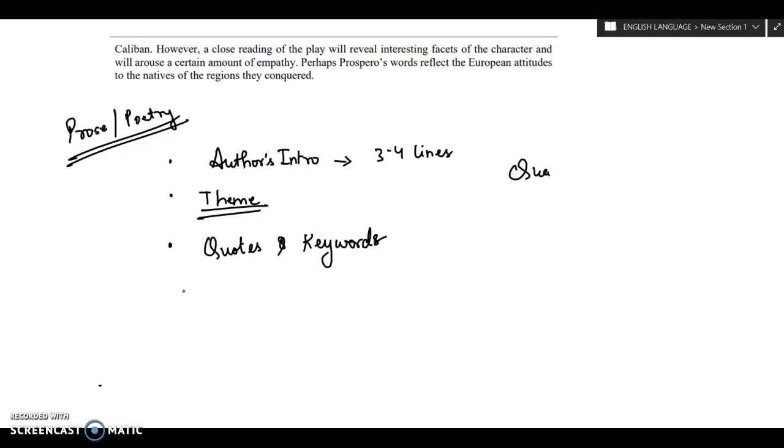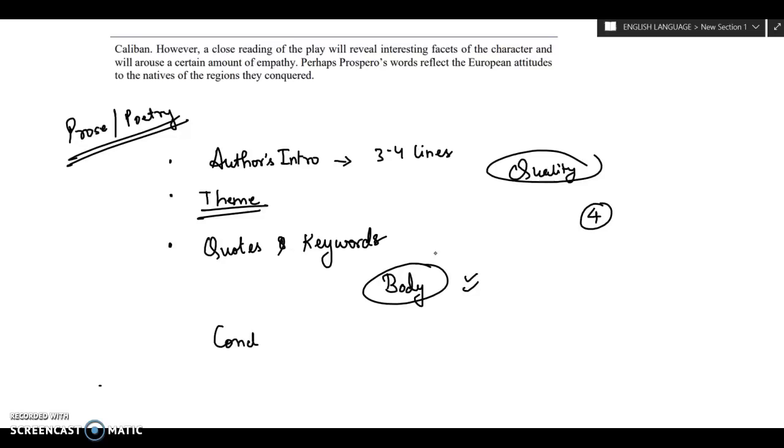A very, very important thing. And quality of the answer matters, not the quantity. Do not keep on writing pages. 4 pages are enough. If you expand it unnecessarily, then it even makes a negative impact on the examiner. So it's better to stick to the word limit. The most important part is the body of the answer, where you'll have to write the exact answer to what is asked in the question. Then the conclusion.